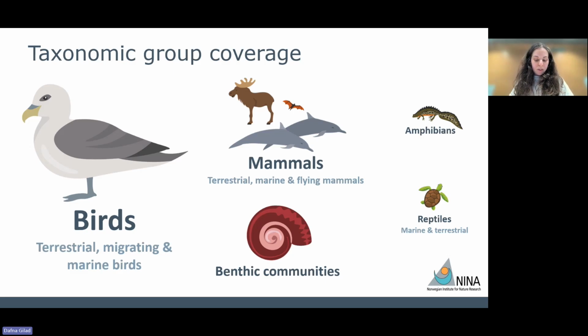So across the biodiversity LCA models, birds are the most represented taxonomic group to assess impacts associated with wind power. The next most represented group is mammals, and there are different models. Some models will focus on terrestrial mammals, some on marine, and some on flying mammals. And for offshore wind models, most of them focus on impacts on benthic communities. And then there are a few models that also evaluate impacts on amphibians and reptiles.